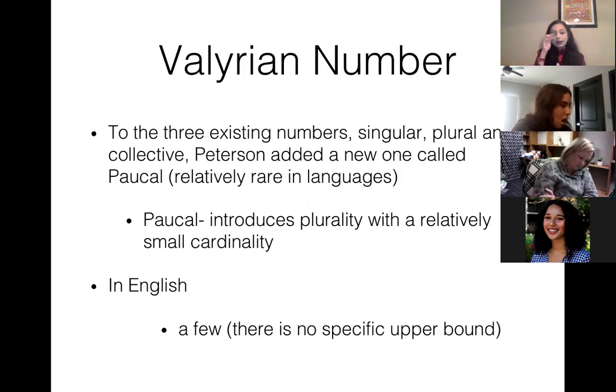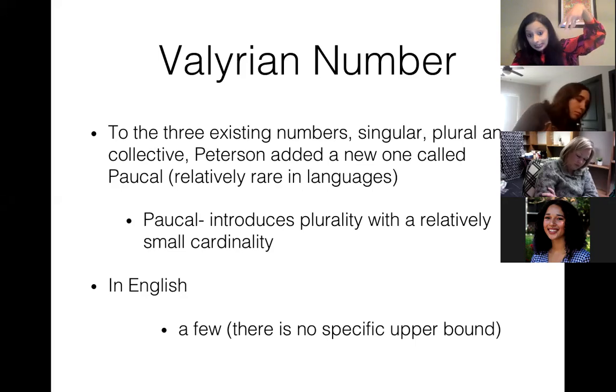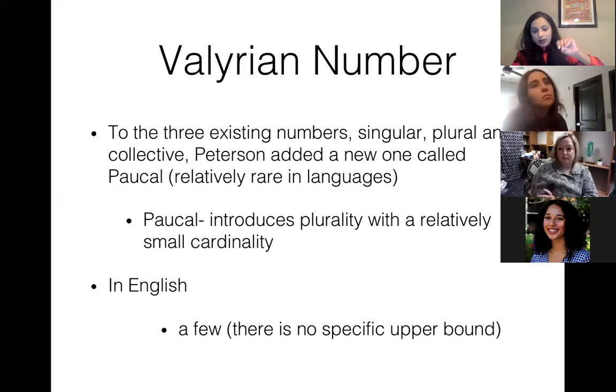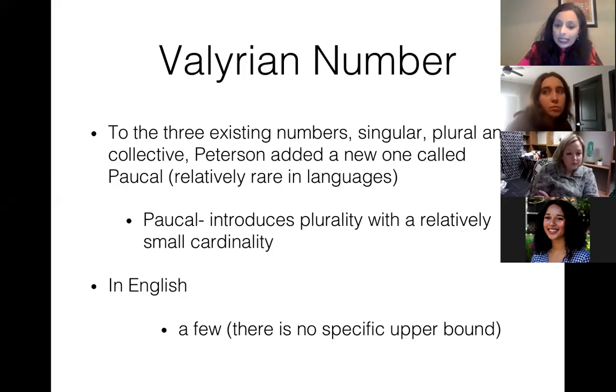So I'm going to add a third kind, or a fourth kind, of category to number in Valyrian. You have singular, plural, and collective. Vala, Valar, collective number. English does not have collective number. And David Peterson added a fourth kind of number called paucal. Paucal introduces plurality with a relatively small cardinality. So in English, an example of a paucal number is a few.